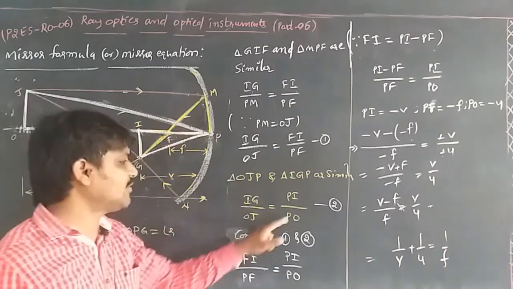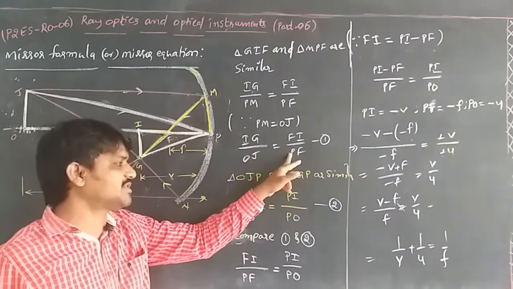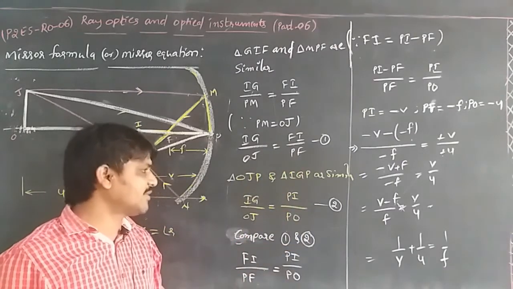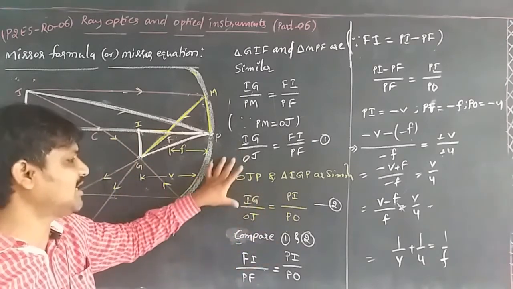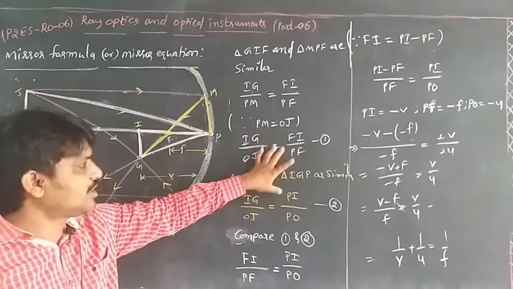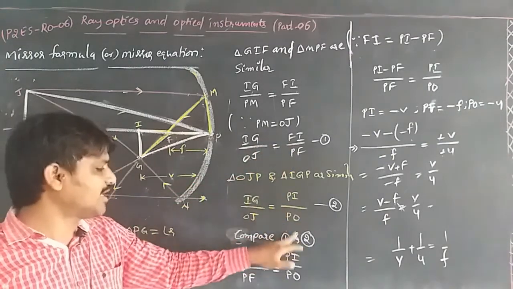So if we compare both the equations, consider this equation number 1 and this equation number 2, FI by PF is equal to PI by PO, because IG by OJ is the same in both equations. So two equations can be equal.